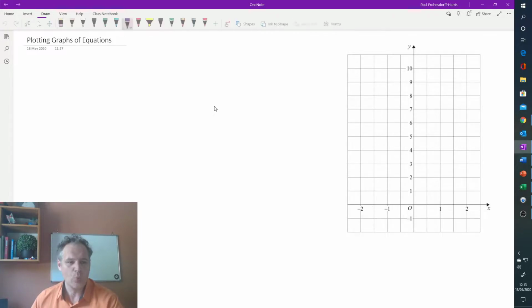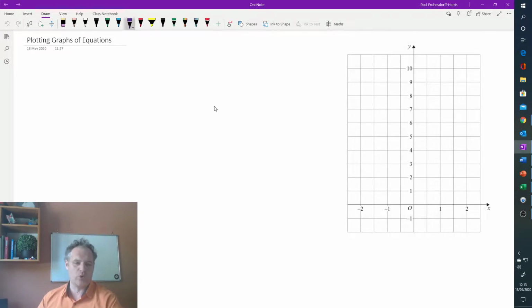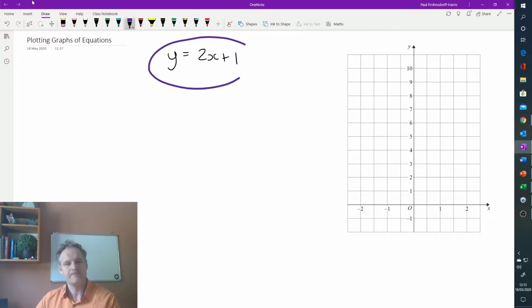So what we're going to do is, we've talked before about the gradient and y-intercept. This graph is about plotting. So if we've got the graph y equals 2x plus 1, before I can talk too much about plotting, we need to understand what an equation is. Because I know Savannah will only moan and say, I don't understand what you're talking about, and that's absolutely fine.